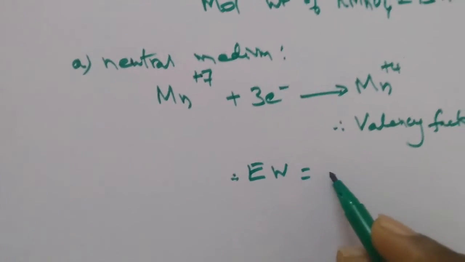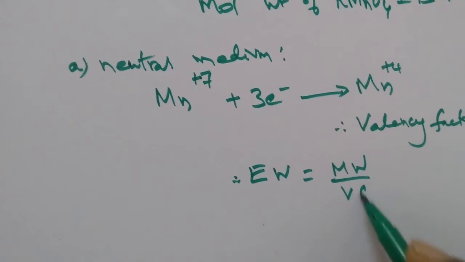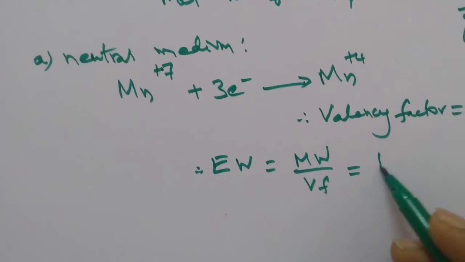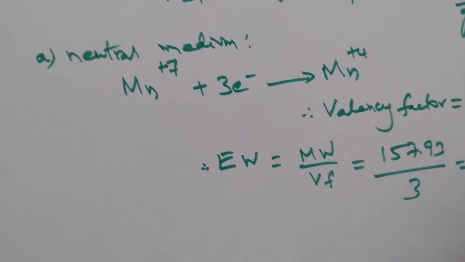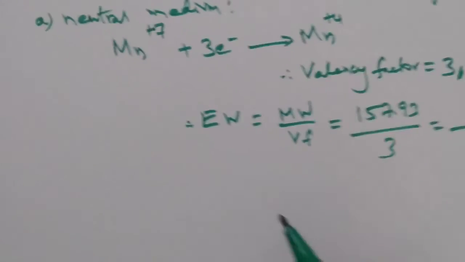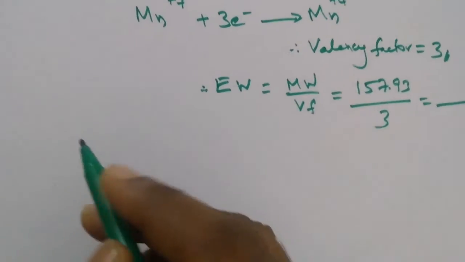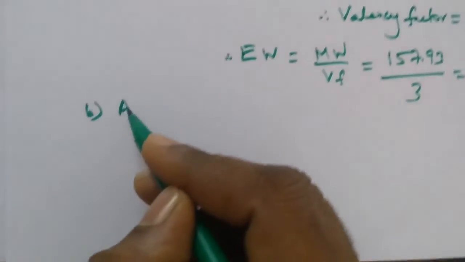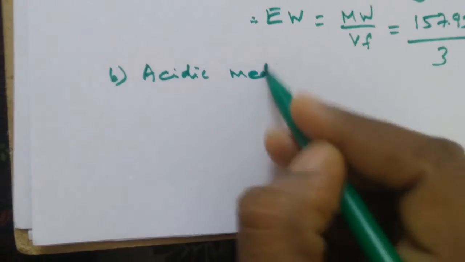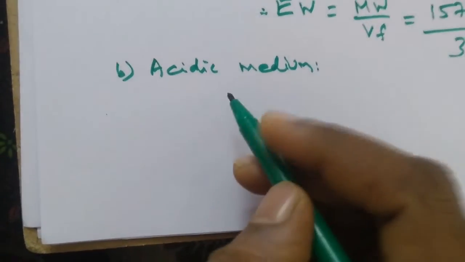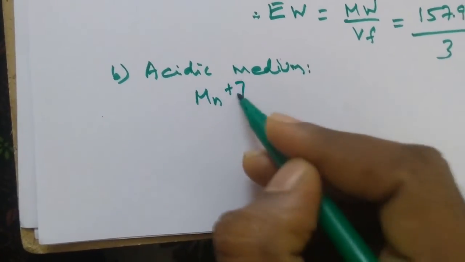Similarly, the next one is the acidic medium. What is happening? Manganese from 7 plus state will reduce to manganese 2 plus in acidic medium, so it will become Mn2+. Therefore the valency factor is 5. The valency factor is 5.